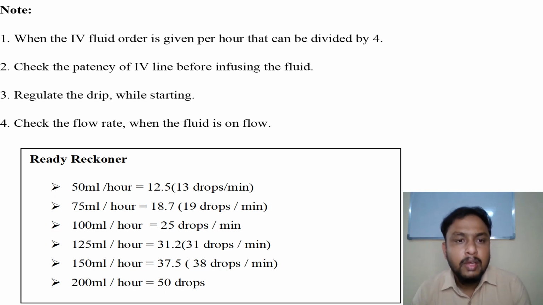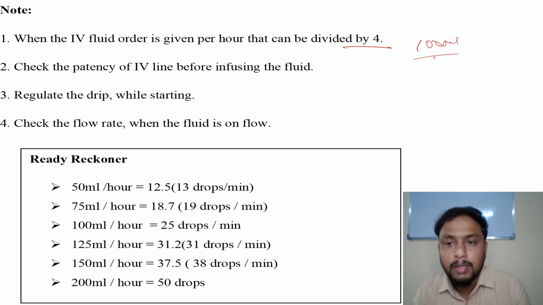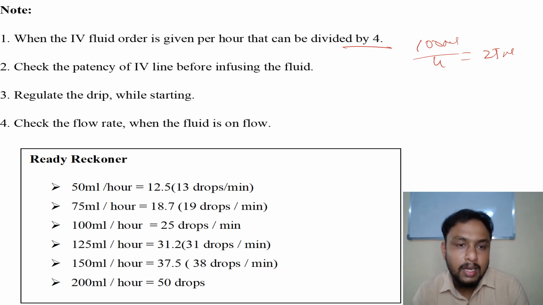Next I will tell you important tips. Whenever you get an IV fluid for infusion, when the IV fluid order is given per hour, that can be divided by 4. That is an easy technique. Suppose 100 ml per hour divided by 4, it means 25 drops per minute, like this. Check the patency of the IV line before infusing the fluid. Regulate the drip, and while starting, check the flow rate when the fluid is on flow.